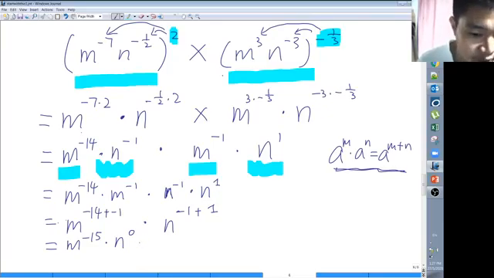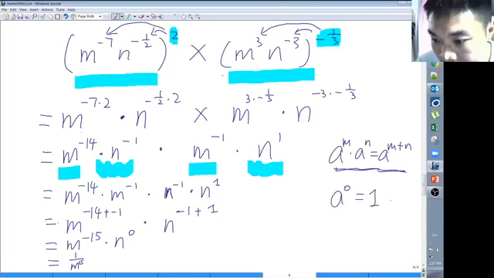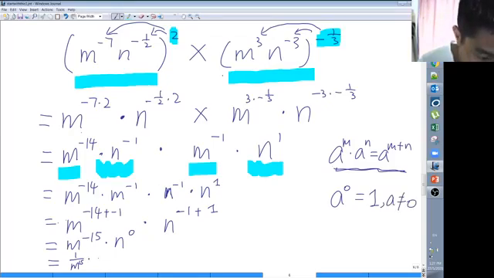By the way, this is also not the final answer if I'm going to express it in positive index. If I express m to the negative 15, you should get 1 over m to the power of 15. Then n to the power of 0 is 1. I hope you can recall a to the power of 0 is 1, while a is not equal to 0. So you get 1 here for n to the power of 0. Therefore, your final answer in positive index is 1 over m to the power of 15.